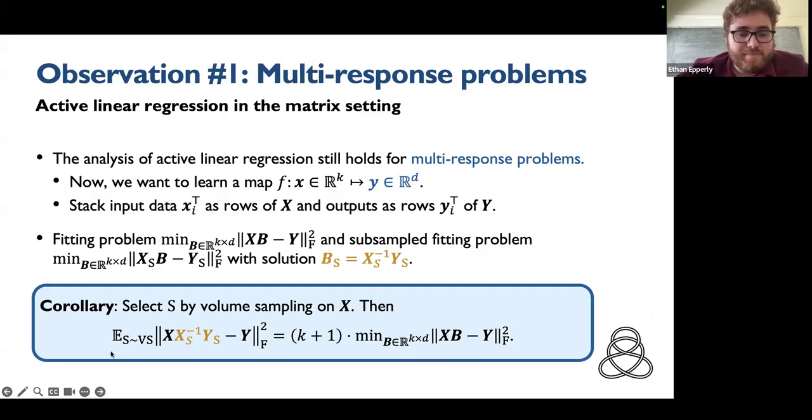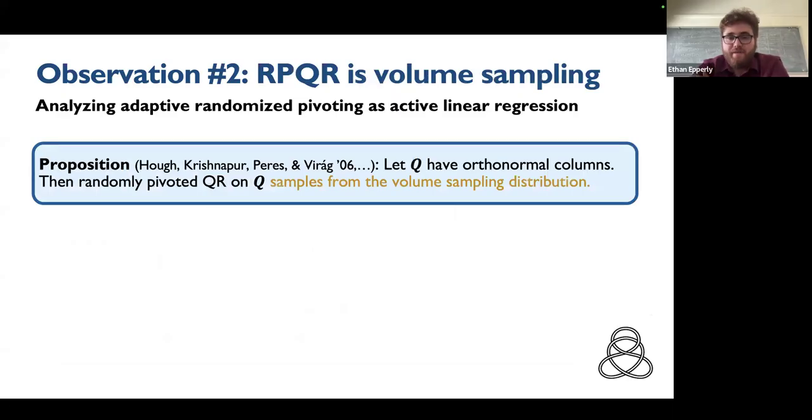Then we can prove that the expected least squares residual with these optimal subsampled least squares coefficients is going to be equal to K plus 1 times the best fit for this now multi-response linear regression problem. And I just want to draw your attention to this fact. We have an expectation of X times X_S inverse times Y_S minus Y. You'll see a very similar expression in a couple slides. Actually, this slide.